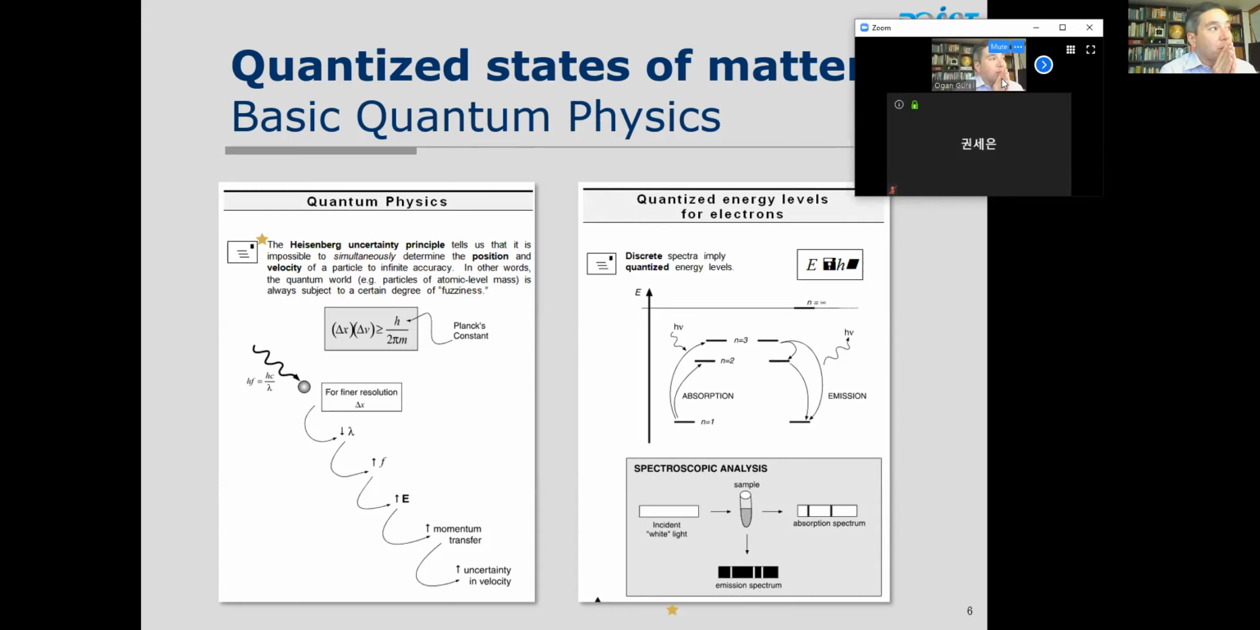So the second part of this is on the right-hand side of this slide, quantized energy levels for electrons. So when we interact electromagnetic energy with matter, we have spectra that result. When we are doing this interaction, we have some light that comes in, and this light has many frequencies. This is the sample.